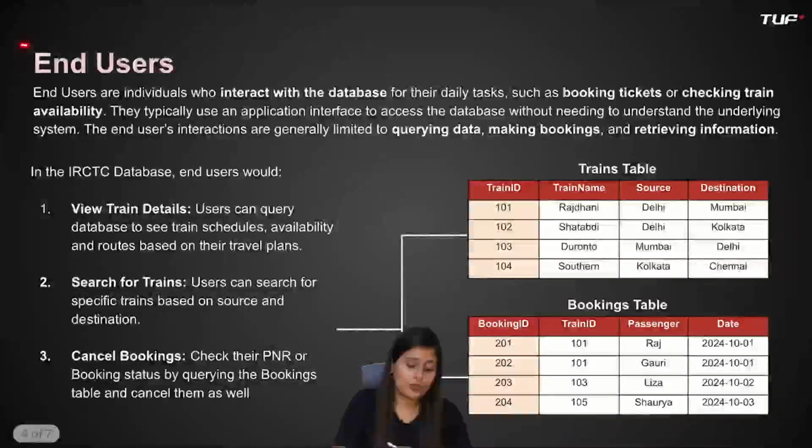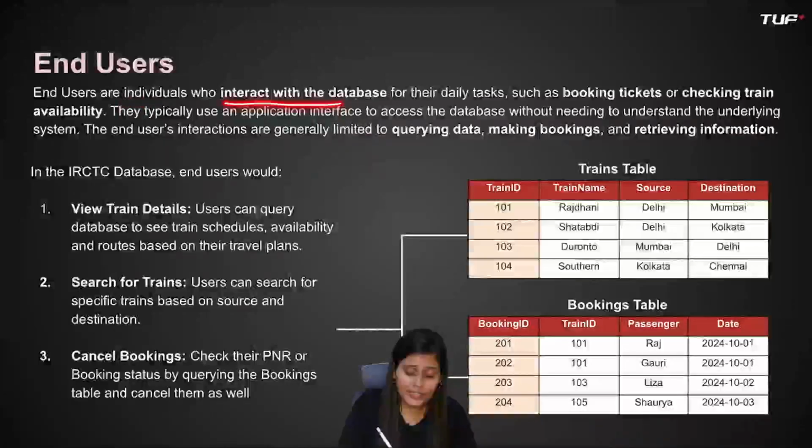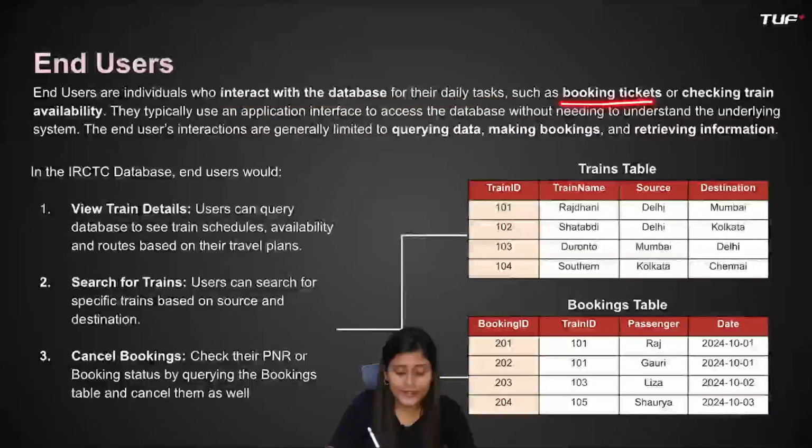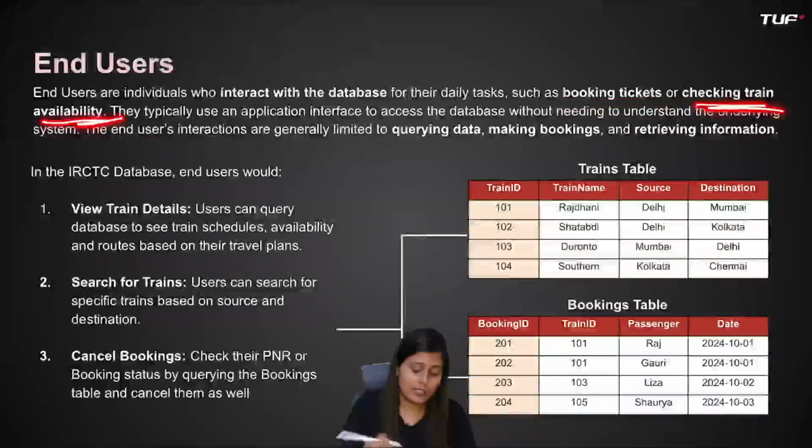Now second is the role of the end user. So end user, which is us, individuals, we interact with the database for our daily tasks. Like we interact with the database to book tickets, to check the train availability, right?